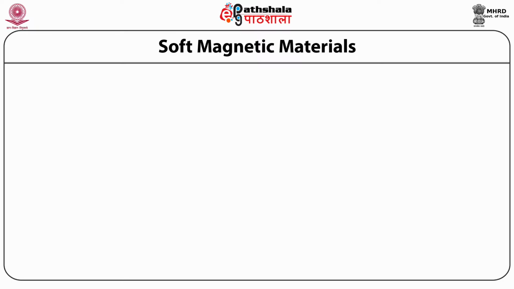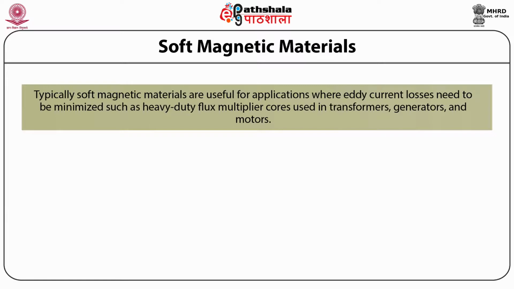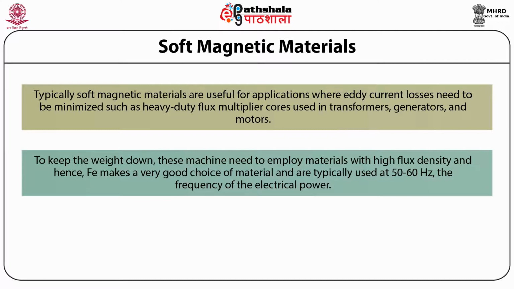Soft magnetic materials. Typically, soft magnetic materials are useful for various applications where eddy current losses need to be minimized, such as heavy-duty flux multiplier cores used in transformers, generators, and motors. To keep the weight down, these machines need to employ materials with high flux density, and hence iron makes a very good choice of material and is typically used at 50 to 60 Hz, the frequency of the electric power.